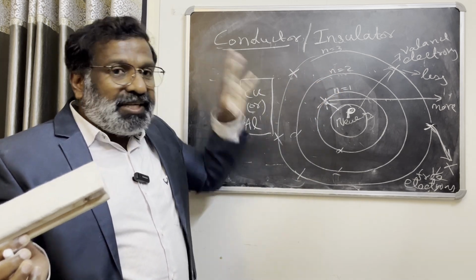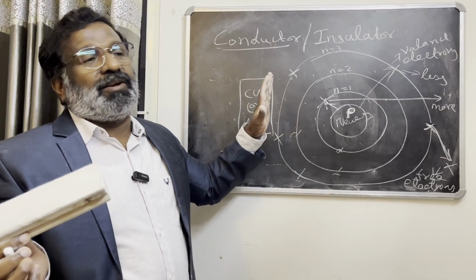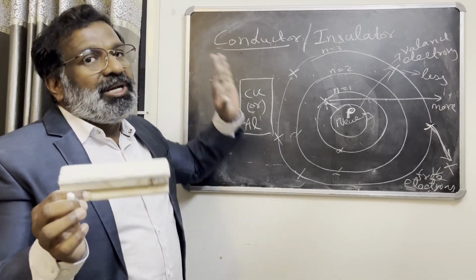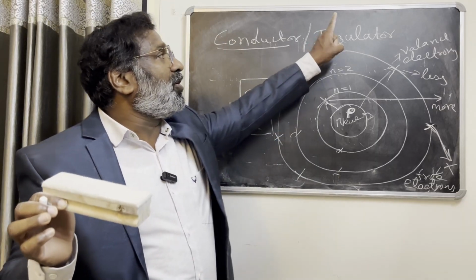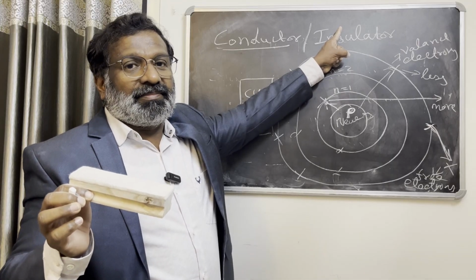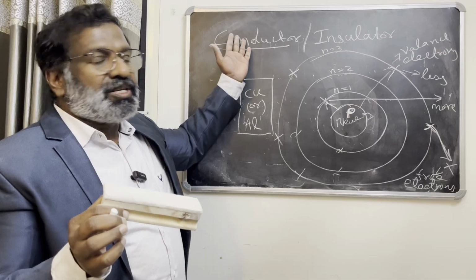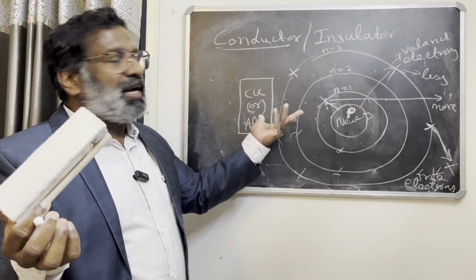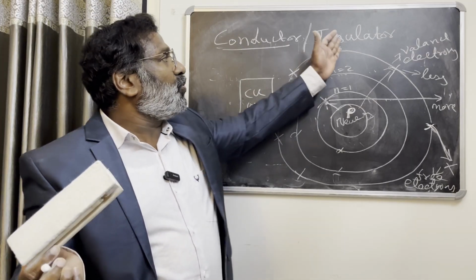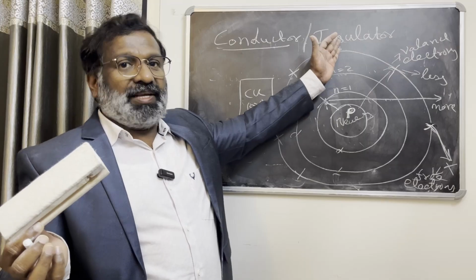So materials which are having free electrons are called conductors, and materials which are not having free electrons are called insulators. Okay. So copper or aluminum are having free electrons, so they are conductors. Wood, rubber or plastic don't have free electrons, so they are called insulators. Clear?